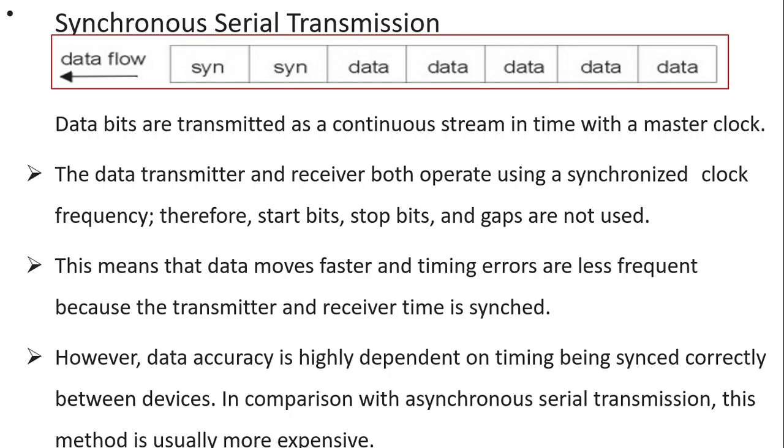In synchronous transmission, data bits are transmitted as continuous streams in sync with a master clock. The data transmitter and receiver both operate using a synchronized clock. Synchronized clock means both the transmitter and the receiver match their clocks before initiating the transmission of data. That is called synchronous. So the transmitter and receiver both operate using a synchronized clock frequency. Therefore, start bits, stop bits and gaps are not used here in synchronous transmission.